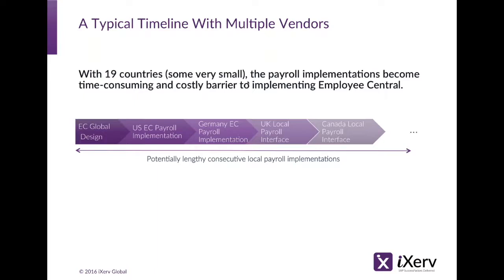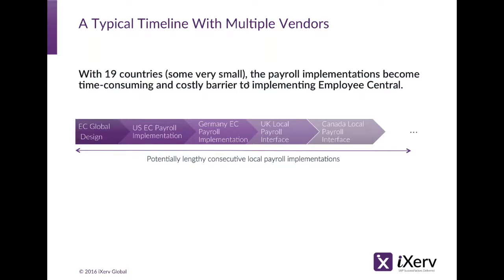EC payroll implementation for the US may take up to 9 months. So, okay, now I'm a year further after my global design, I'm on EC payroll. Now I have to put Germany on. Germany is going to take a lot of my global team again, to get that right, ensuring that it's in line with what we've implemented in the US. So it takes me another 6 months.